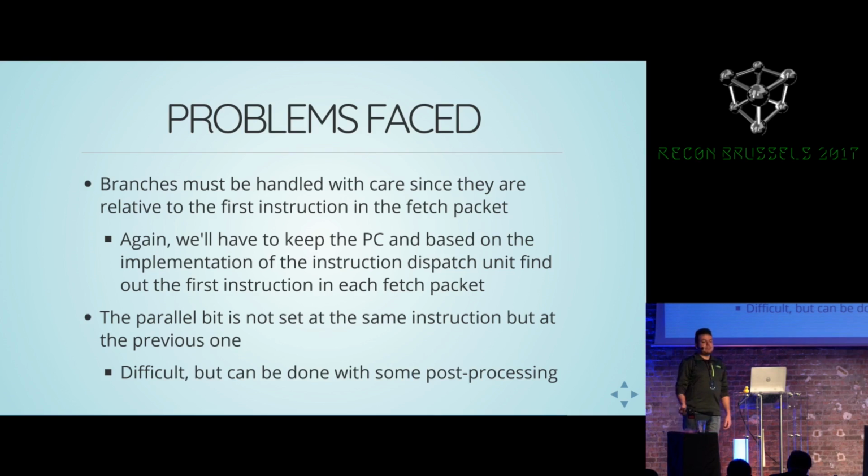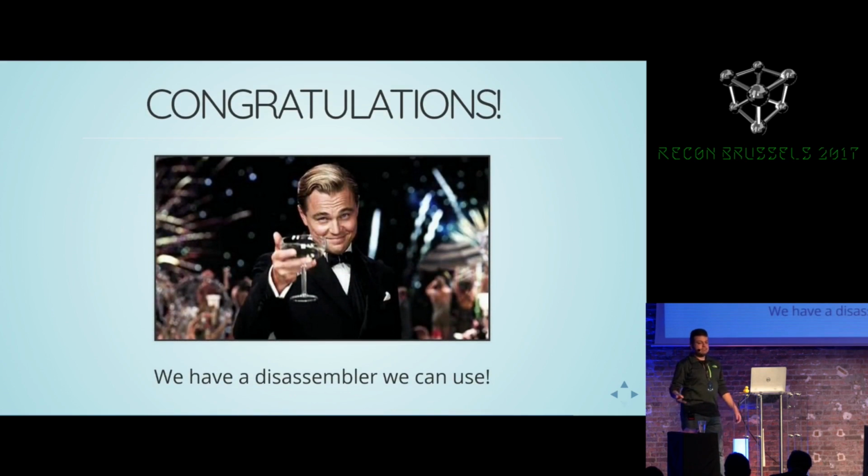Another problem is the parallel bit. As you saw before in the assembly, we put 2 bars to show that this instruction will be executed in parallel with the previous one. But this is not encoded in the current instruction, but it's encoded in the previous instruction. So it's pretty difficult due to the way Capstone and LLVM work. It had to be done using some post-processing. After completing all this, we had a disassembler we could use.